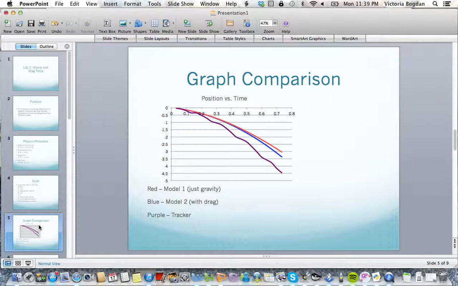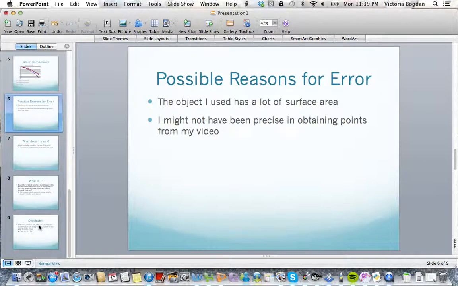So obviously this is a little bit more off from my model, and here's some reasons why. The object that I use, which is a frisbee, has a lot of surface area, which could have thrown off the data, and also it might be a little squiggly looking because I might not have been precise in obtaining points from my Tracker video.